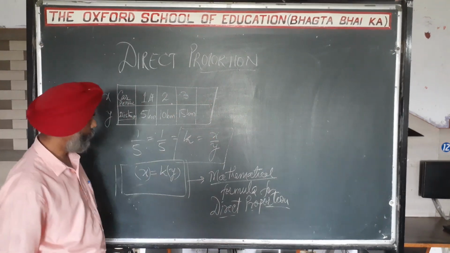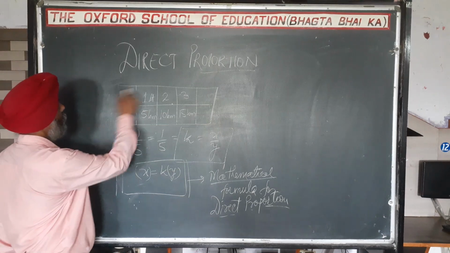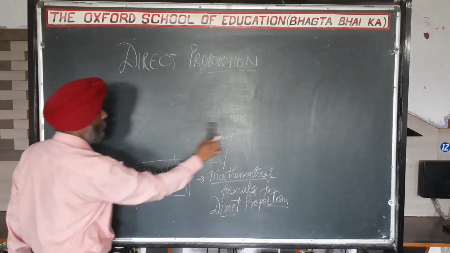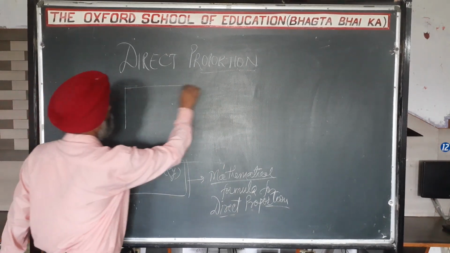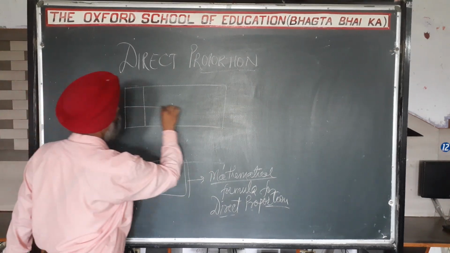Okay, my dears. So suppose one more example. Suppose I replace this example, and let me check whether my relation is correct or not. Once again I draw a table in front of you.